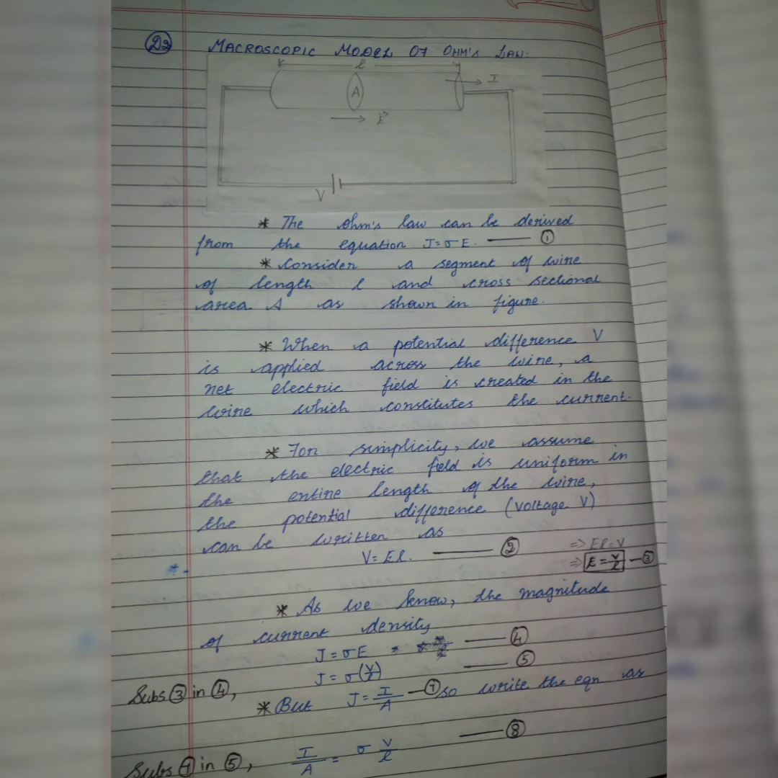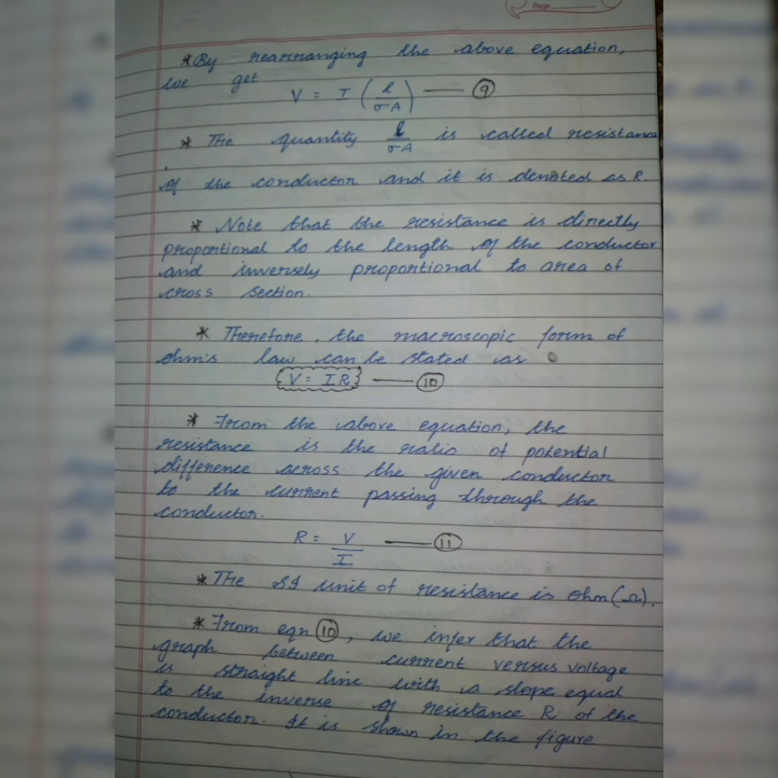We can consider this as the next equation, that is equation number 8. Then by rearranging the above equation we get, we have to rearrange it so that only V is on one side and the remaining terms go to the other side. So we keep V on the left hand side, and when all the remaining terms come to the other side, the equation becomes V is equal to I into L divided by sigma A.